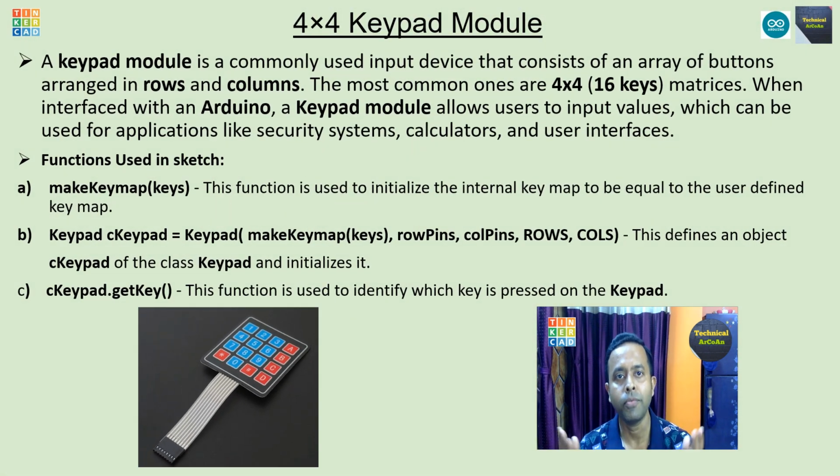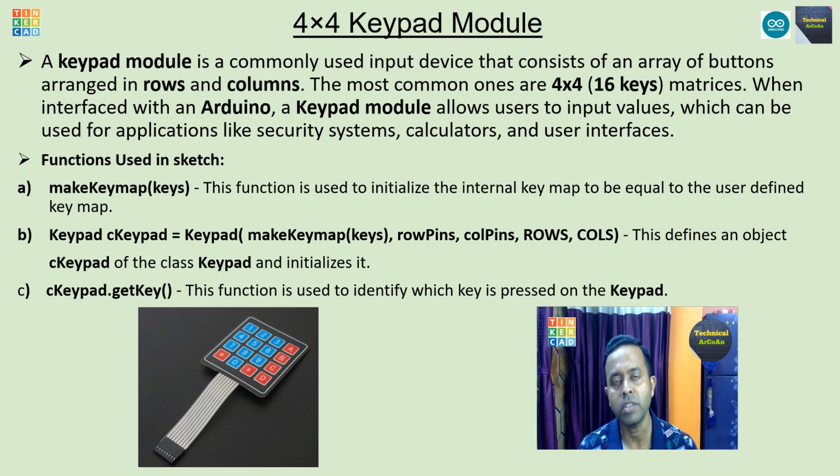Now, what is the 4x4 keypad module? A keypad module is a commonly used input device that consists of an array of buttons arranged in rows and columns, as I already showed, right? The most common ones are 4x4, where 16 keys are there, in a matrix, right? When interfaced with an Arduino, a keypad module allows users to input values which can be used for applications like security systems, calculators and user interfaces, right?